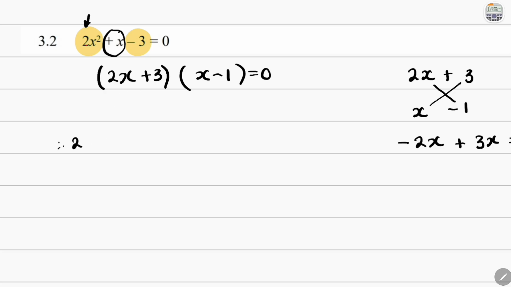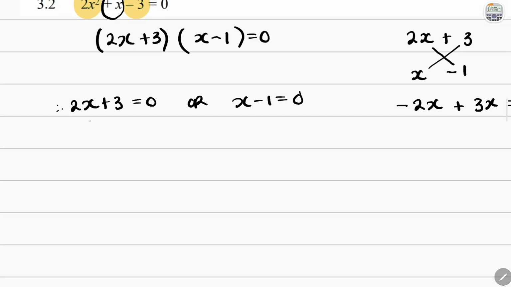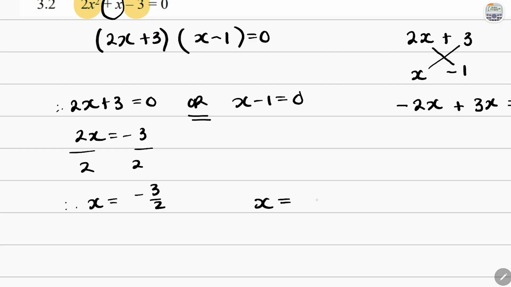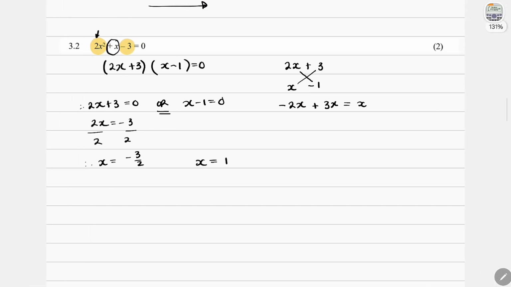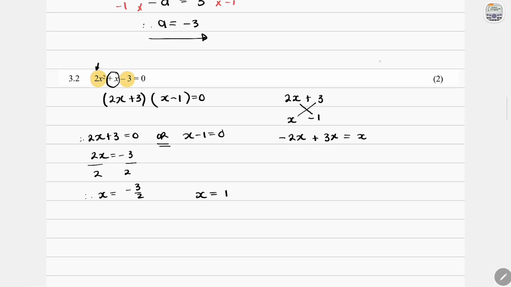So we say 2x plus 3 is equal to 0, or x minus 1 equals 0, and then solve for x. Here, we need to transpose the 3, so it's going to be 2x equals negative 3. Then divide both hand sides by 2. And finally, x equals negative 3 over 2. Or here, just transpose the negative 1. So x is equal to 1. And these are the answers. Moving on to the next question.